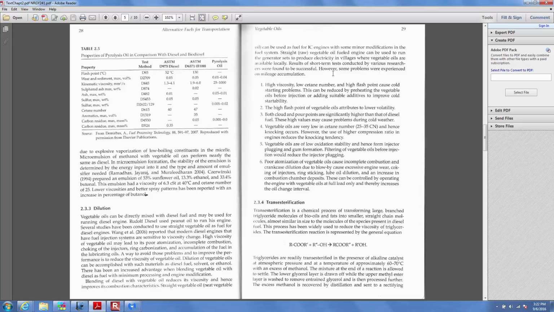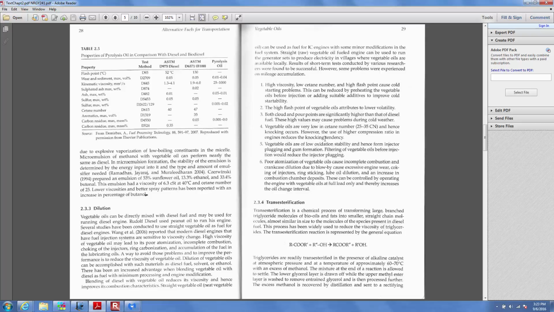The vegetable oils with the low cetane numbers. Again, we talked about that as being comparable to octane numbers in a gasoline engine. So you end up with knocking. You can use a higher compression ratio, but again, now we're talking about modifying the engine and the costs associated with that to increase the compression of it to reduce the knocking.